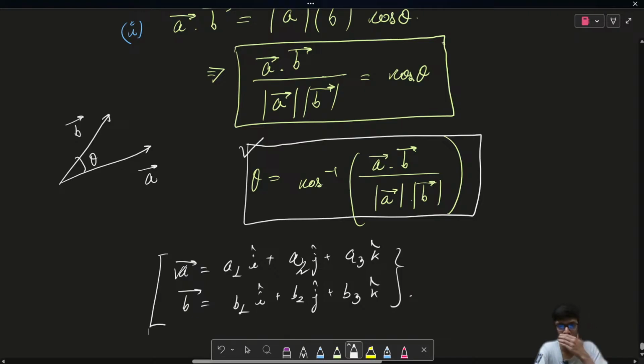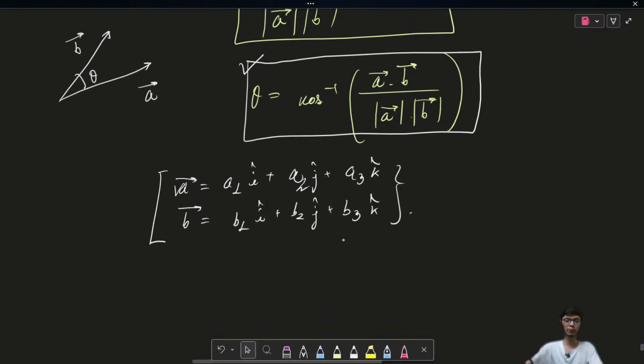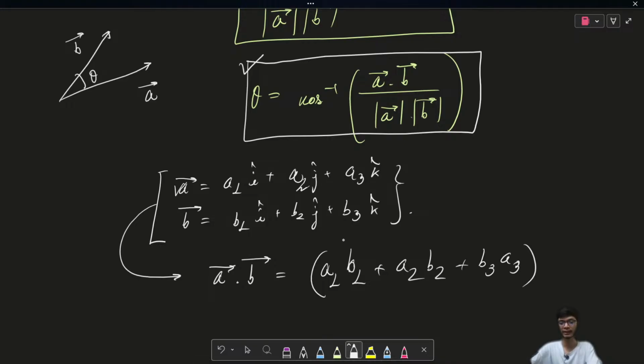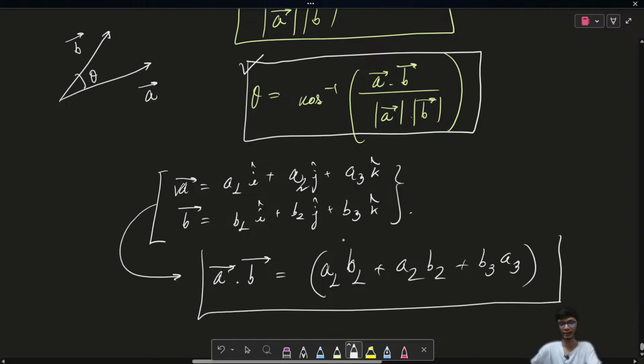Now if I need to perform the dot product, the dot product in component form is very simple. It is given as A1 B1 plus A2 B2 plus A3 B3. Now how are we getting this result? Let's try to understand. We need to explore one more idea.